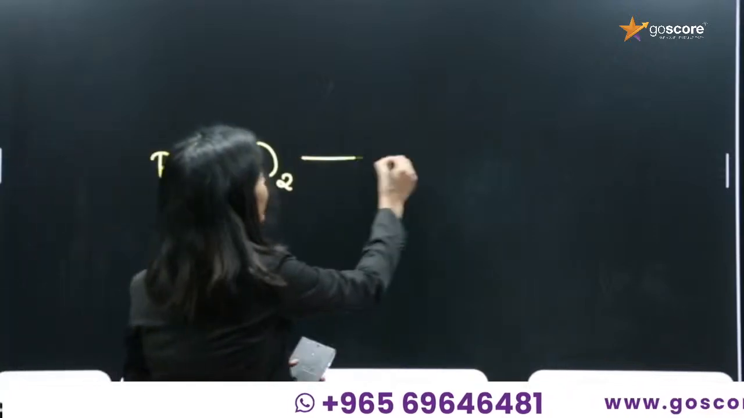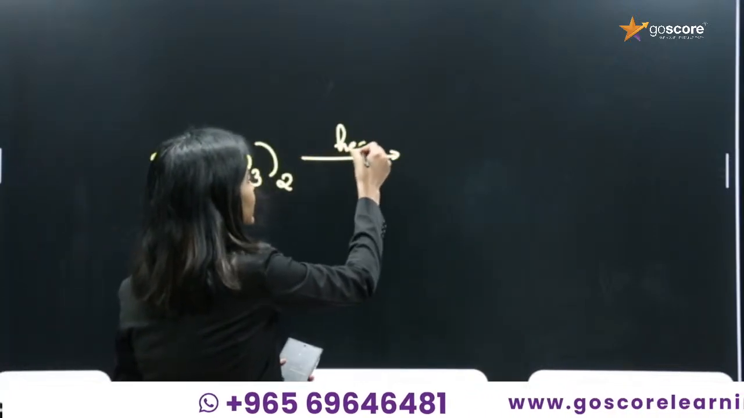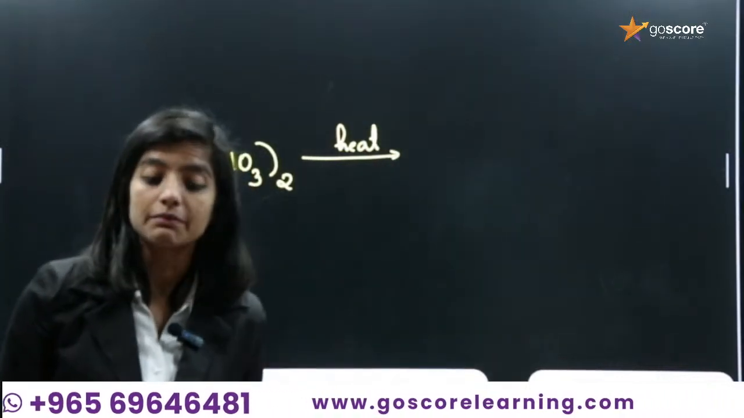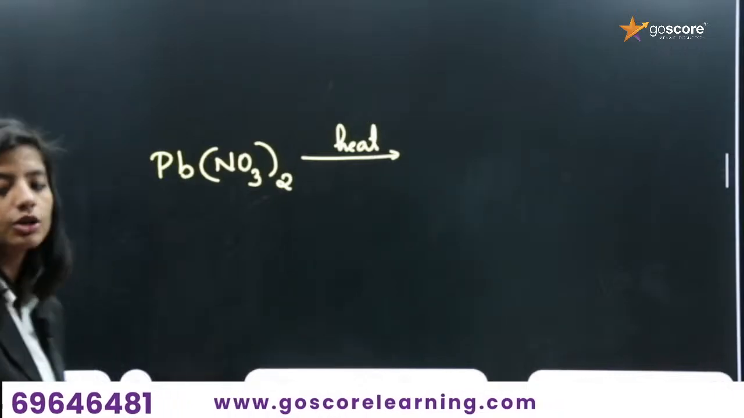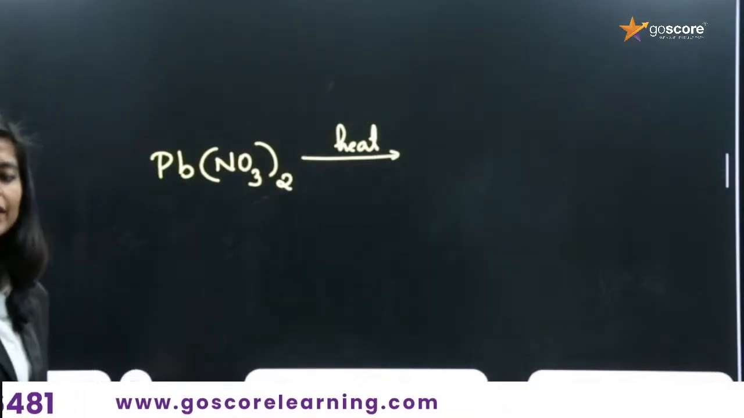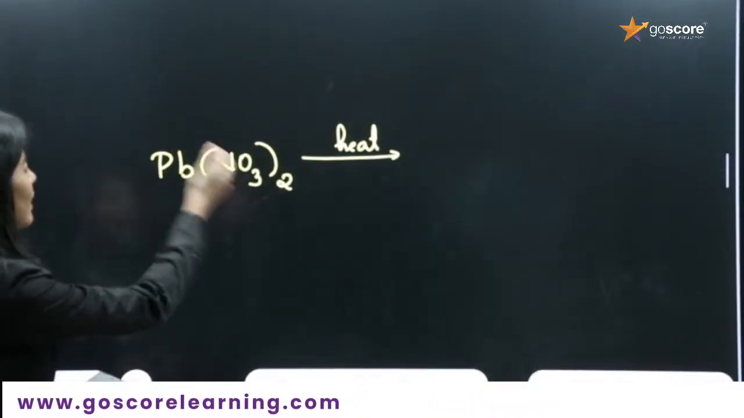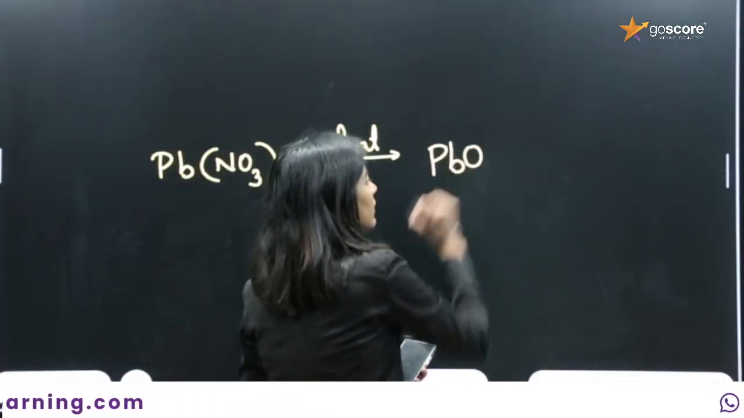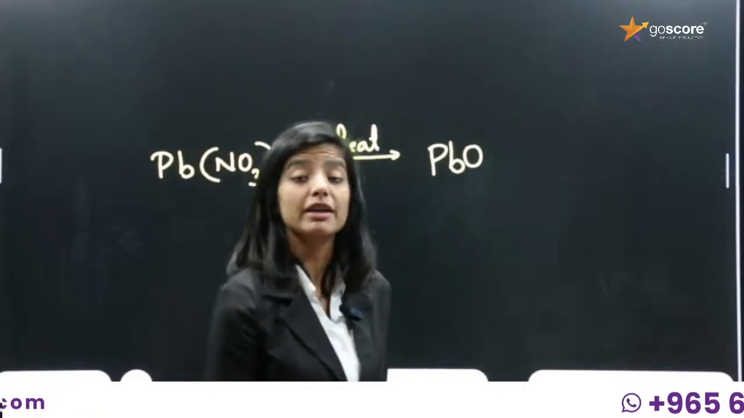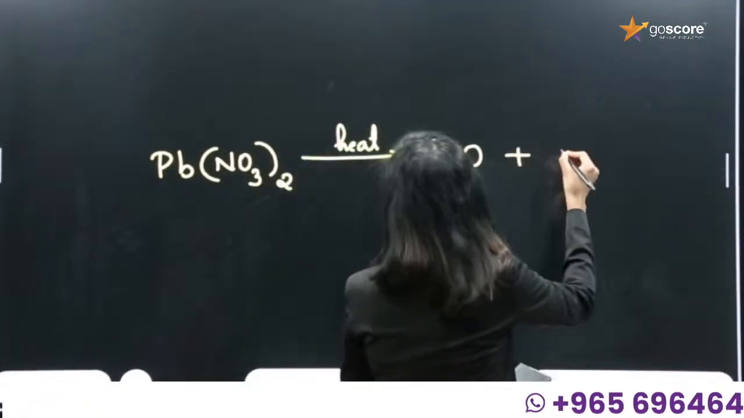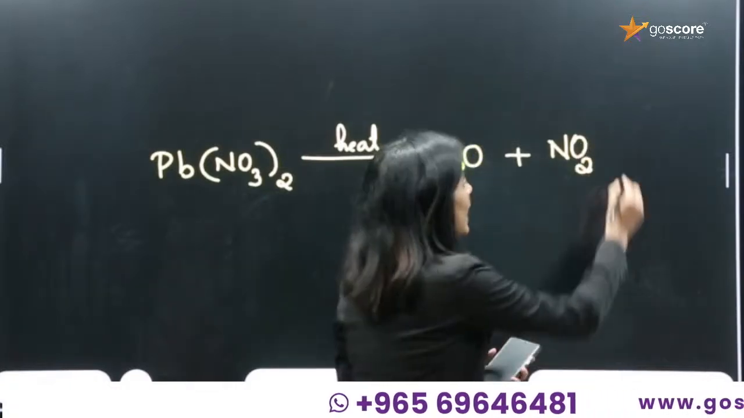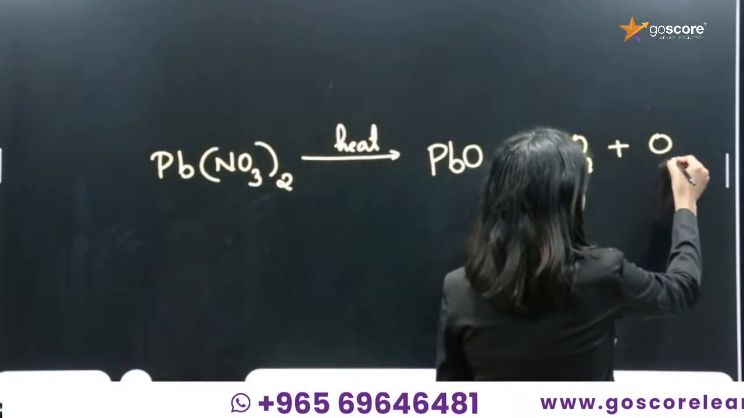Now, on heating this, definitely lead nitrate is undergoing thermal decomposition. And what do we get? It's really easy. We will get the lead oxide, that is PbO. And definitely we are going to get the nitrogen dioxide, NO2. And along with that, you're going to get the oxygen.